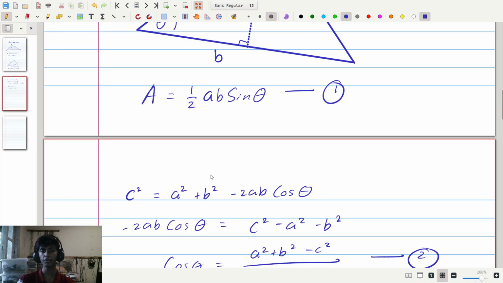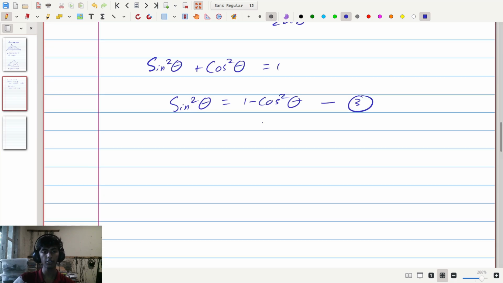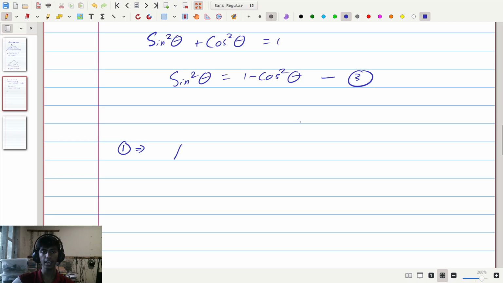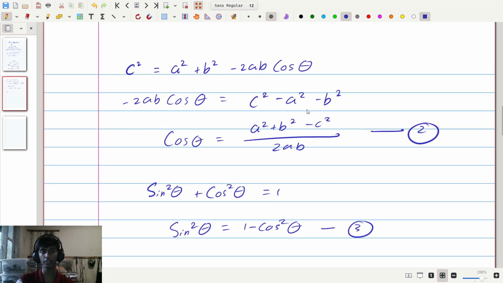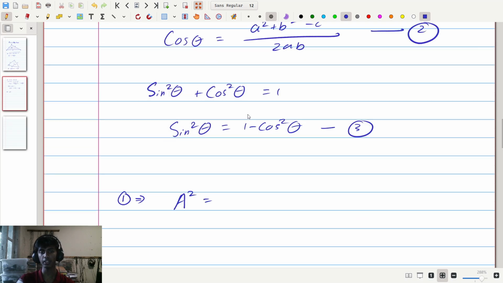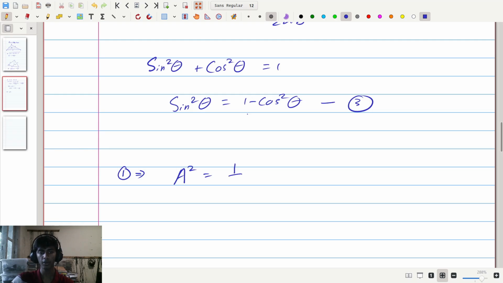So as our final step, to use all of these concepts to get our final formula, what we're going to do is take equation number 1 and square it. Doing that, on the left hand side we have the area A squared equal to, and on the right side we have half AB sine theta, whole thing squared. So that will be 1/4 A squared B squared sine squared theta. I'll write that as 1/4 A squared B squared sine squared theta.